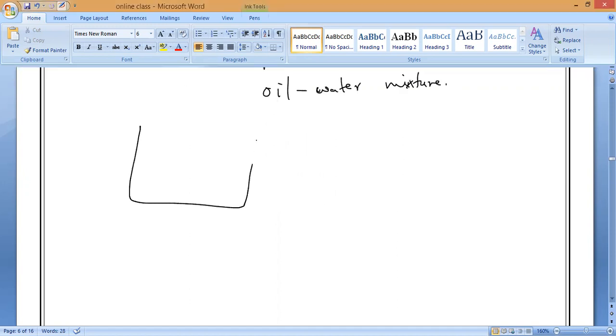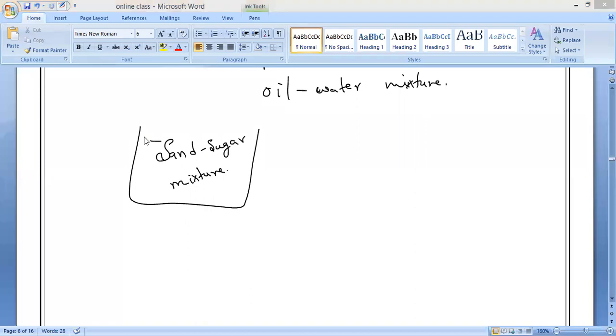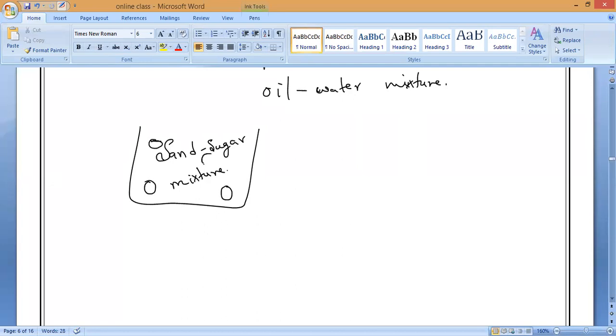Let me take one example. I have prepared a sand and sugar mixture. Now you tell me, is it possible to distribute the sand and sugar equally? Suppose Harish took a sample here, Reddy took a sample here, Omar took a sample here, Mitakshi took a sample here, and Akilan took a sample here. Is it possible to get an equal amount of sugar and sand in every sample?